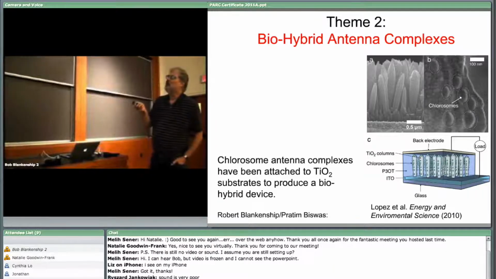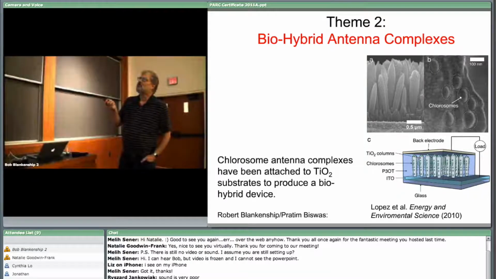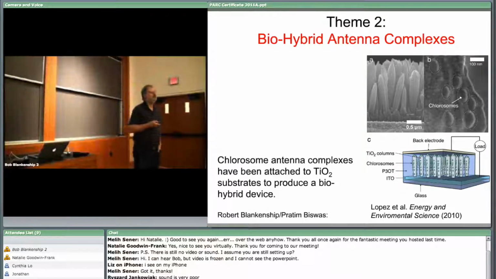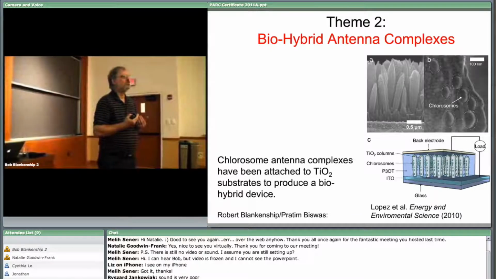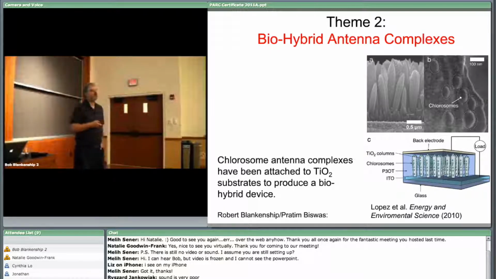The problem with it is that the dye doesn't match the properties of the antenna very well. So there's kind of a mismatch between these, and this is where I think a lot of the loss of efficiency occurs. So one of the things we're trying to do now is to either put a natural reaction center here or to find an artificial system that's a better match in terms of the energy levels.